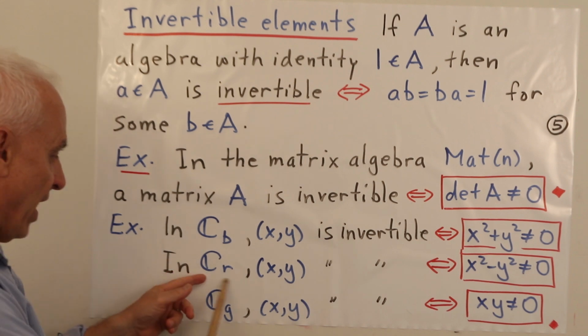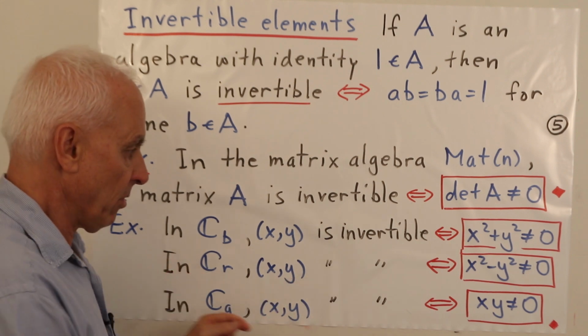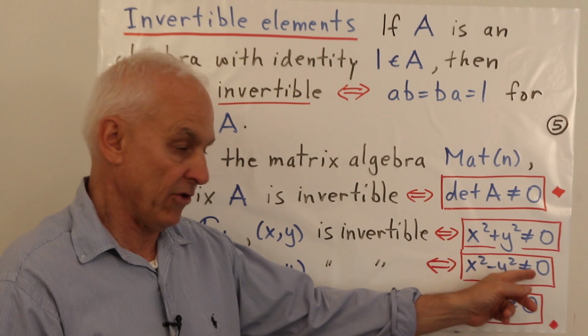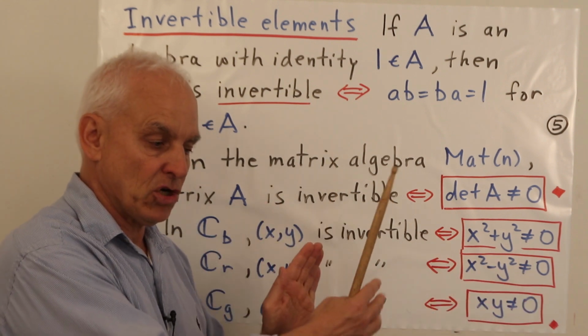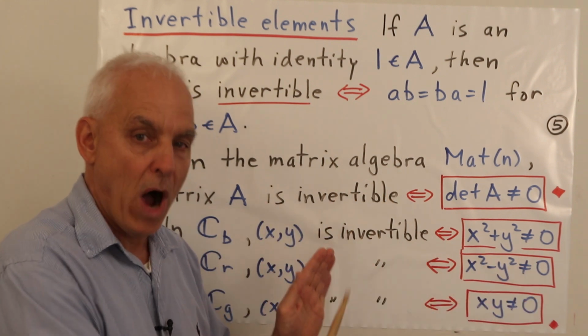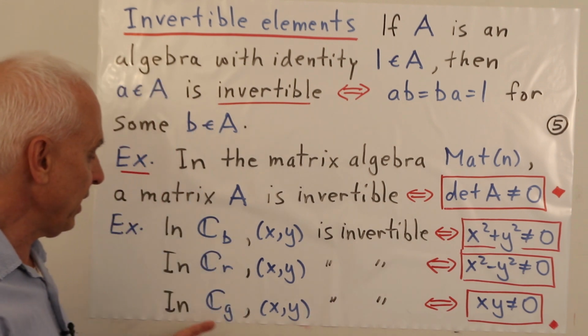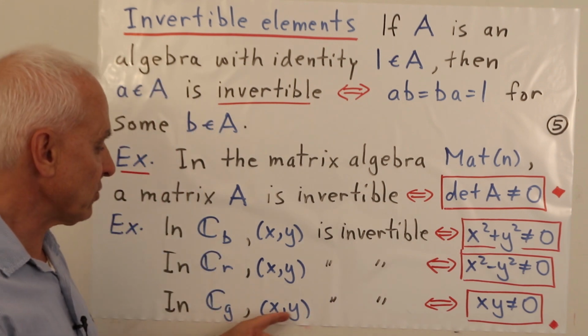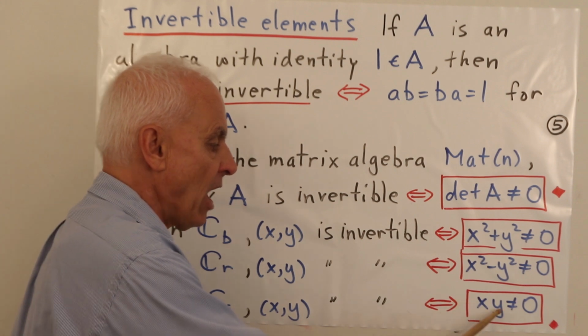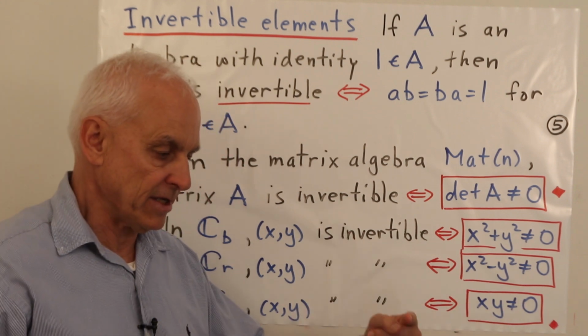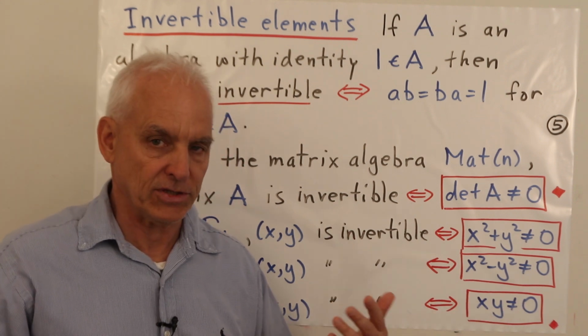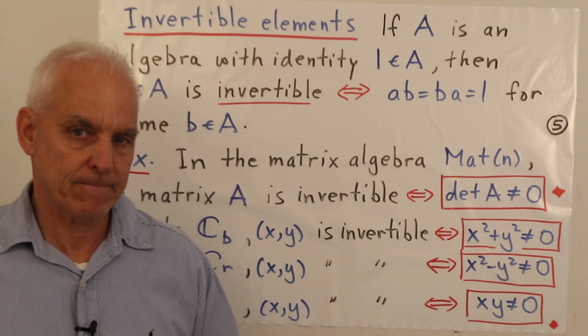So it's really a kind of special case of this thing here. And similarly, in the red complex numbers, xy is invertible precisely when x squared minus y squared is not equal to 0. That's the determinant of the matrix x, y, y, x. And finally, in the green complex numbers, xy is invertible precisely when x times y is not equal to 0. That's the product of the diagonals, which is the determinant in that case.